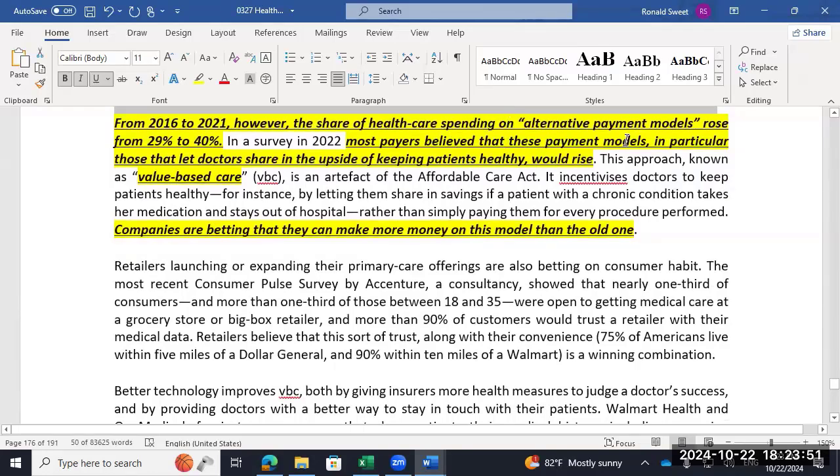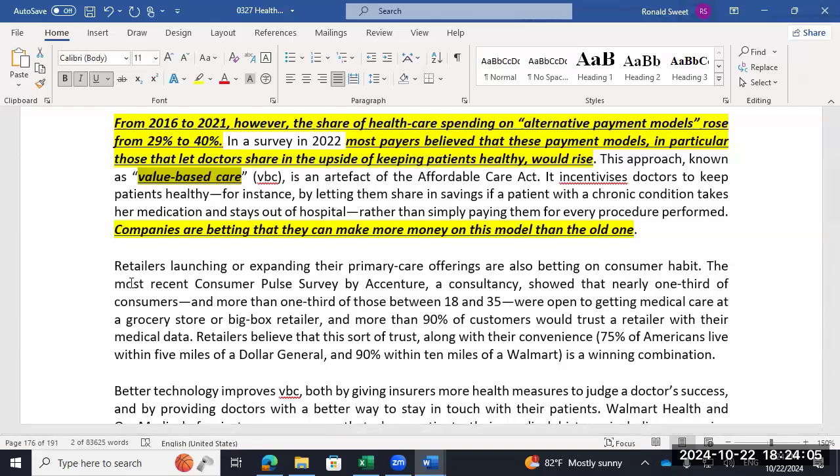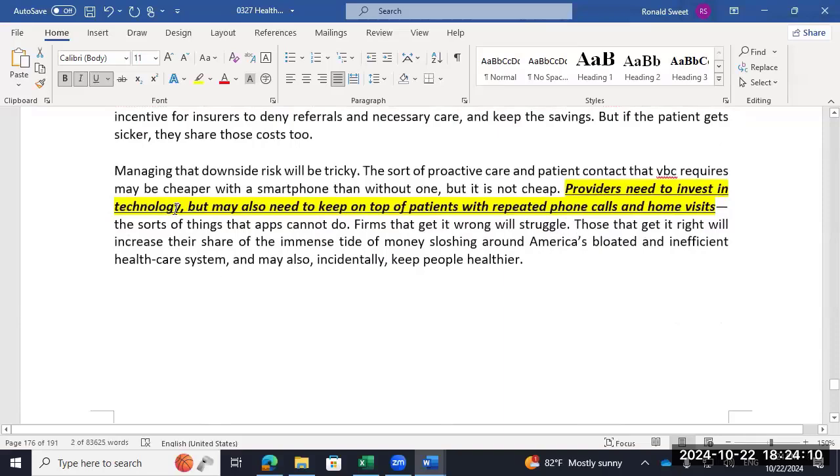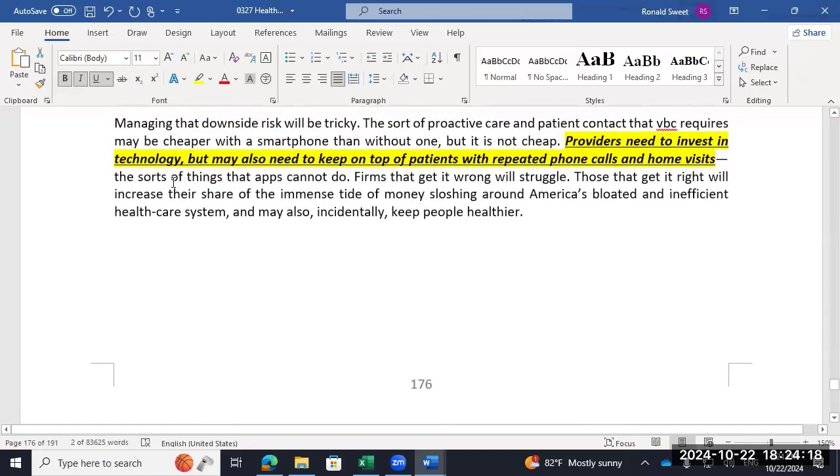Most payers believe that these payment methods, letting doctors share the upside of keeping patients healthy, would rise. So we'll get into this here. We're going to talk about Porter and these new models that focus on health versus focus on procedures. So we'll see. It's slowly changing. Providers need to invest in technology, but may also need to keep on top of the patients with repeated phone calls and home visits. We'll see what the actual model is going to be 10 years from now. Who knows? Your generation's probably going to see a pretty radical shift that my generation hasn't. It's been pretty static for the last 50, 60 years.